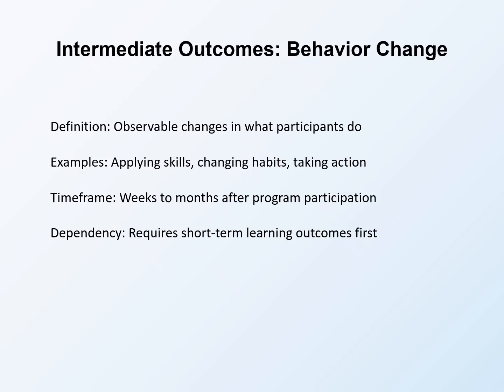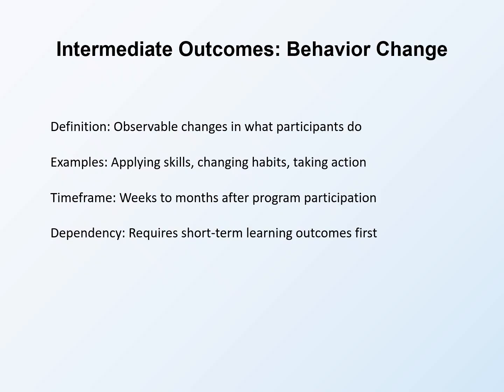The definition is observable changes in what participants actually do differently in their daily lives as a result of what they learned in your program. After learning new information, developing new skills, or shifting attitudes, participants apply that learning in real situations outside the program context. Behavior change is the essential bridge between learning outcomes and improved life conditions. Without behavior change, learning remains theoretical rather than practical.